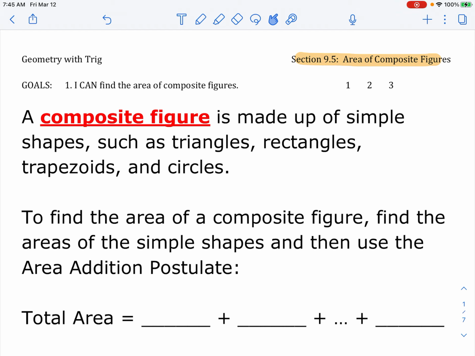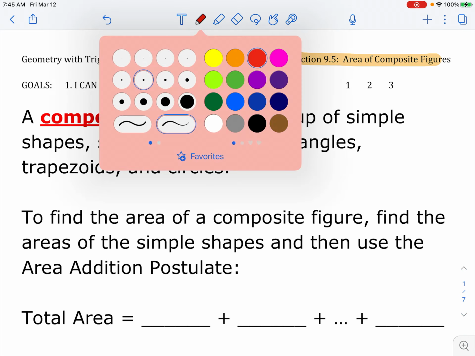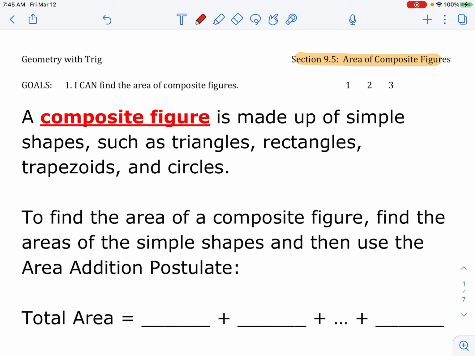So before in this chapter we found the area of individual shapes. For example, the area of a triangle, the area of a rectangle, the area of a circle. We found all those individually. Today we're going to look at composite figures, where they're going to have multiple shapes, more than one figure in it. What we're going to do is find the area of each part of the figure.